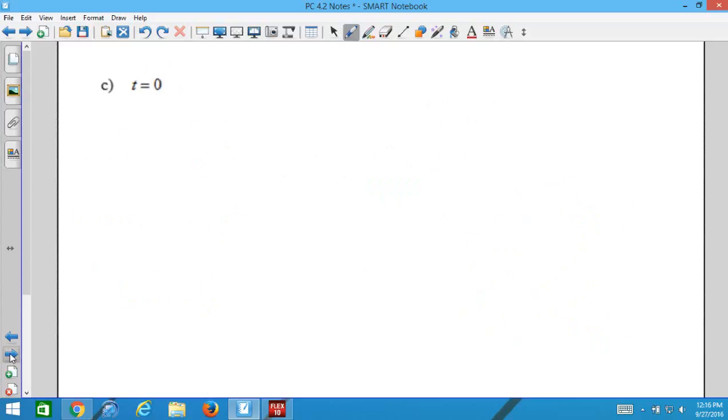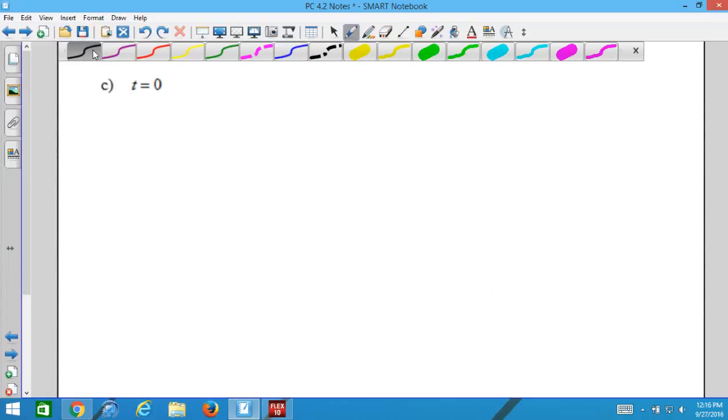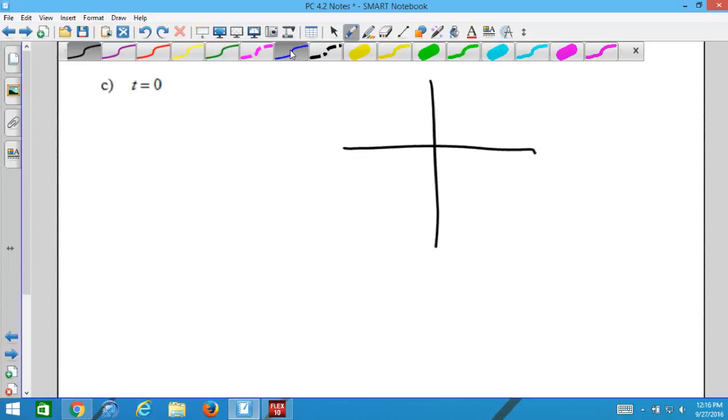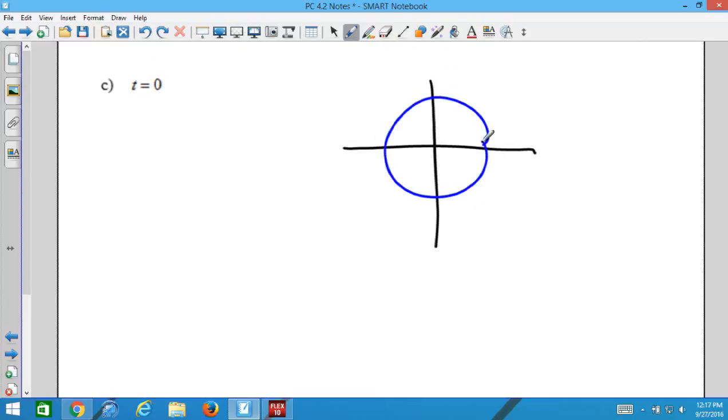All right, next is t equals 0. So I'm going to go ahead and draw where t equals 0 on the unit circle. t equals 0 right here. I don't have a triangle. Does anybody remember from last year what this was called?